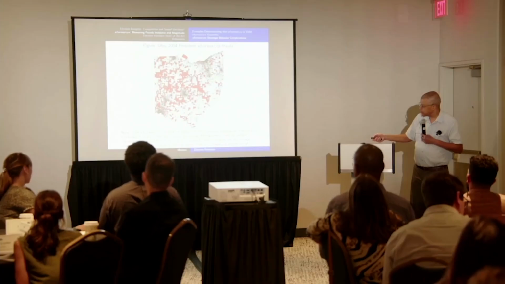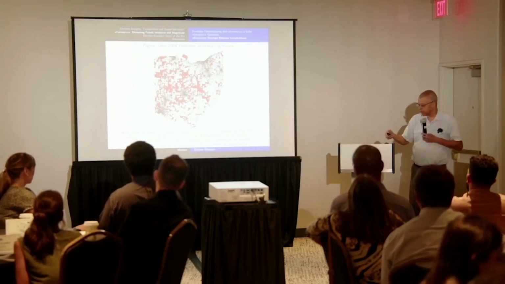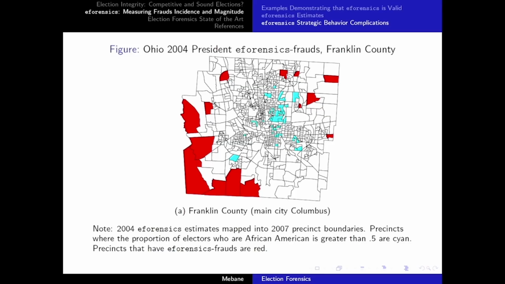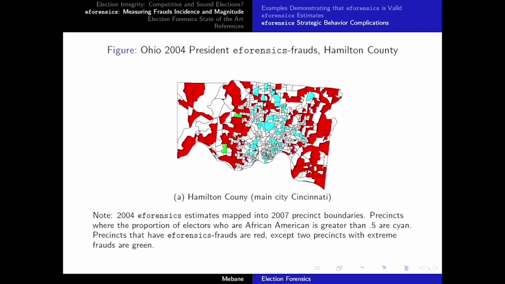So what we did here is to try to find where these churches are. The other thing you note, the cities are kind of hard to see here. Here's Columbus, and here's Cleveland, and here's Cincinnati. So let me just show you another anomaly that comes up. If you look at Columbus, you can see that downtown Columbus here, there are no e-forensics frauds pretty much. These areas in cyan are places where the precinct has more than 50% African American, so they're not attracting frauds. If you look at Cincinnati here, you can see these green ones are extreme frauds, the rest are incremental frauds. But again, where there's cyan, there's not many.